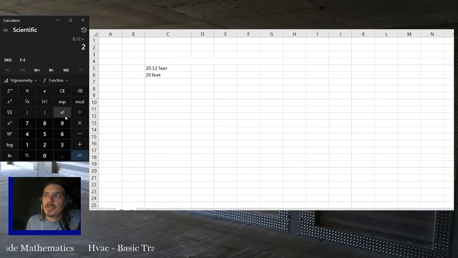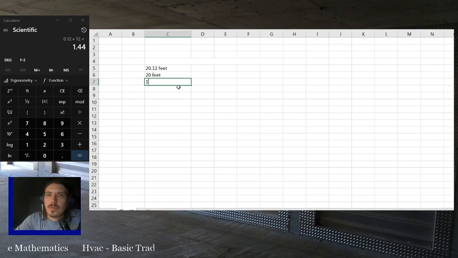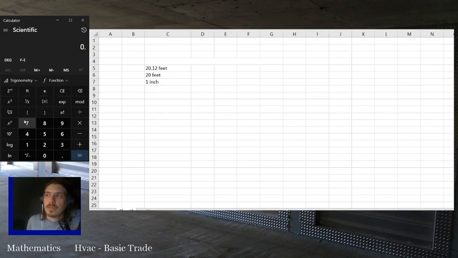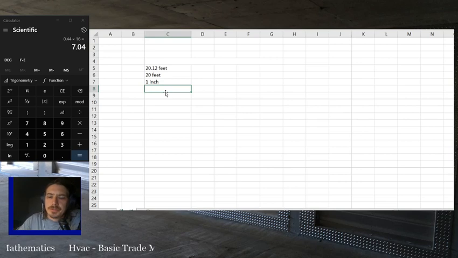For how many inches we have, it would be 1.44 inches. So 1.44, we have 1 inch. And then take the remainder of that, 0.44, multiply that times 16, and we get 7/16 of an inch. So 20 foot 1 and 7/16.